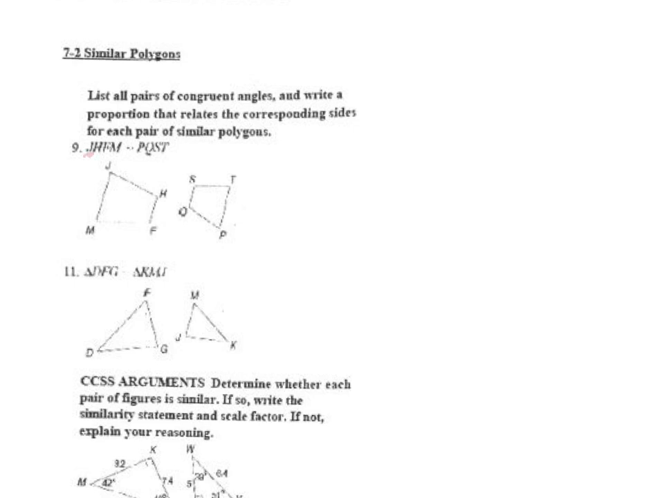But so if we look at J here and P there, then what that should tell us is that angle J is going to be congruent to angle P. If we look at H and Q, angle H should be congruent to angle Q. If we look at angle F and angle S, angle F should be congruent to angle S. And then angle M should be congruent to angle T.